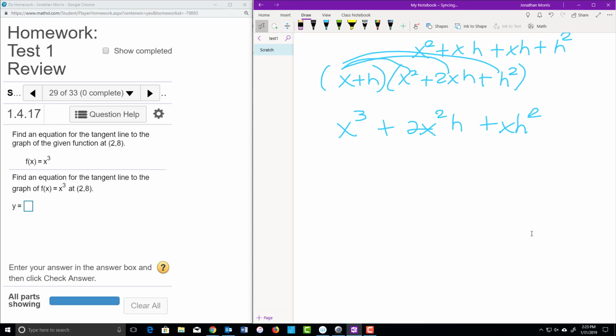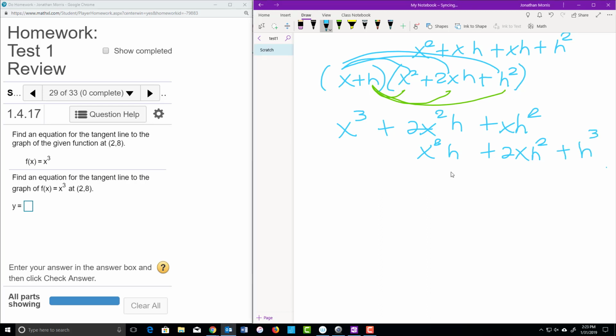Okay, now I need to distribute the h to everything because I've already distributed the x to everything. So let's distribute the h to everything. H times x is xh. H times x squared is x squared h. Now h times 2xh is 2xh squared. Notice I'm stacking the like terms on top of each other. That's not necessary. That's my style. H times h squared is h cubed.